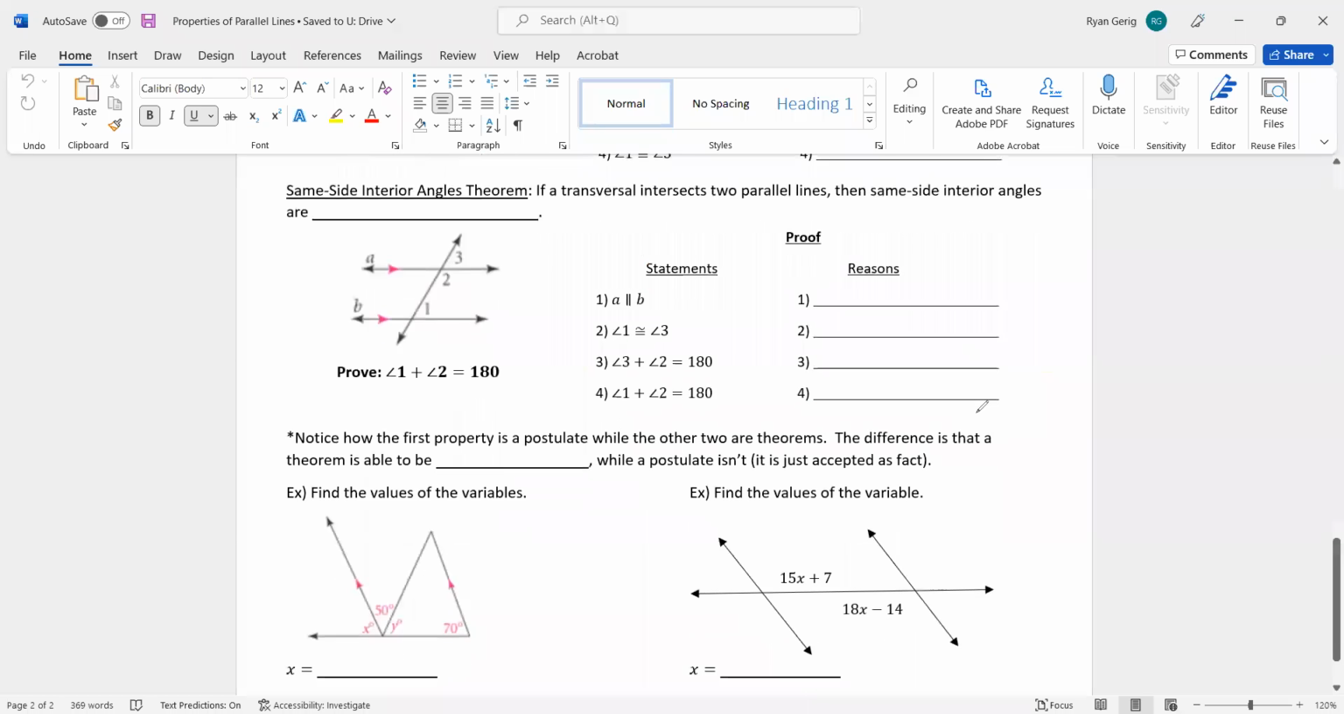Last one, well, last theorem, and then there's a couple problems. Same side interior angles theorem. If a transversal intersects two parallel lines, then same side interior angles are not congruent this time. They are supplementary.